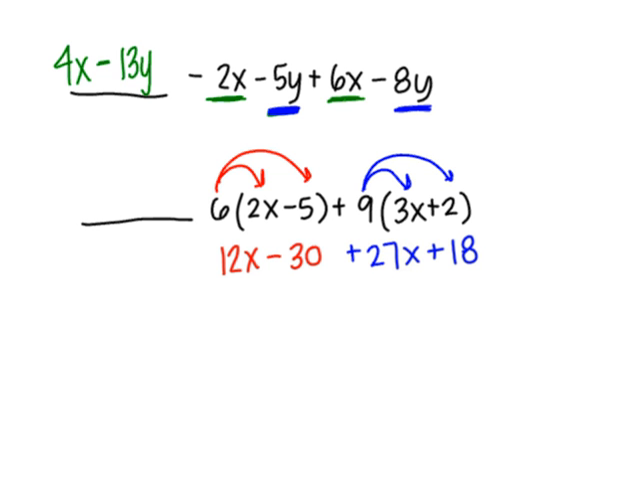Now you need to put your x groups together. So 12x and 27x, if you added those together, you would get 39x. Then you have negative 30 and 18. Those have different signs. Different signs tell you to subtract and take the sign of the larger. 30 minus 18 would give me 12. Since 30 is larger, we're going to take that sign, which gives me a negative. And so your answer would be 39x minus 12.